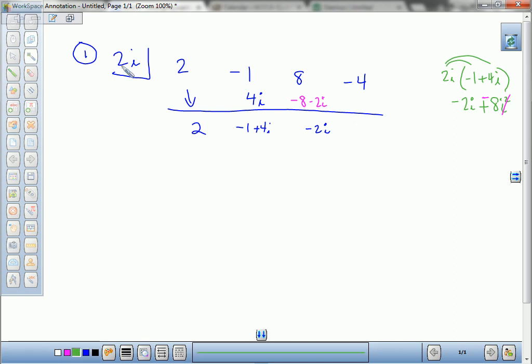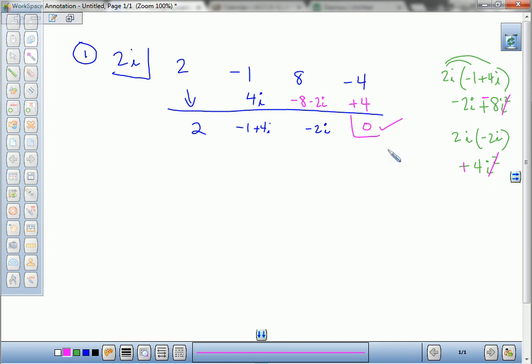Now, I do the 2i times a -2i. Yes, it is -4i squared. Well, what does this i squared do? It makes it +4. Okay, which is awesome because I get 0. And that is my check step. Getting a 0 right here lets me know I'm doing something right.